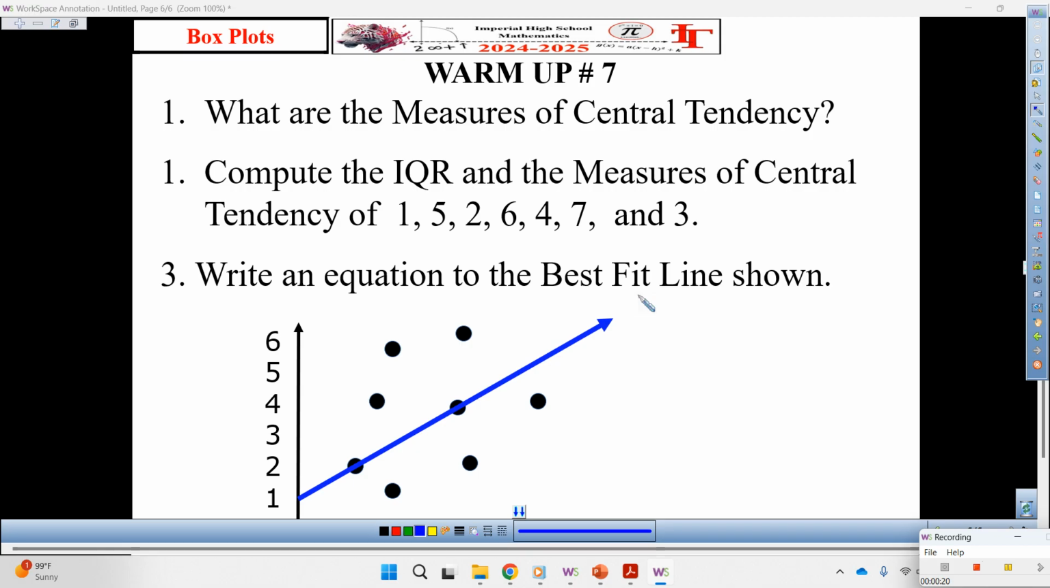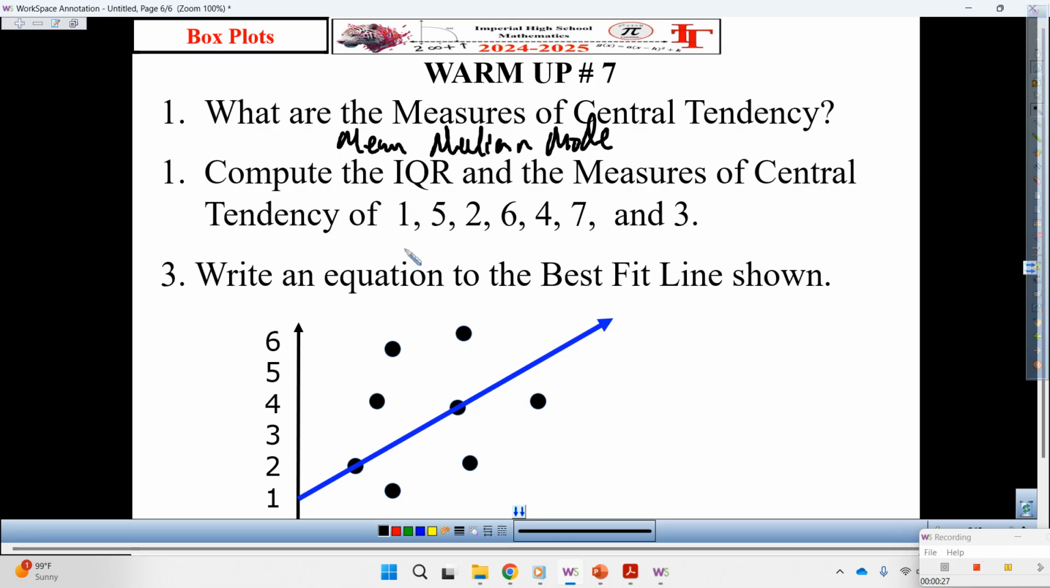All right, here we go. Good conversation for the sake of time. What are the measures of central tendency? Vianney. Mean, median, and mode. That is correct. Hands up if you got that. Then it says compute the IQR and the measures of central tendency.